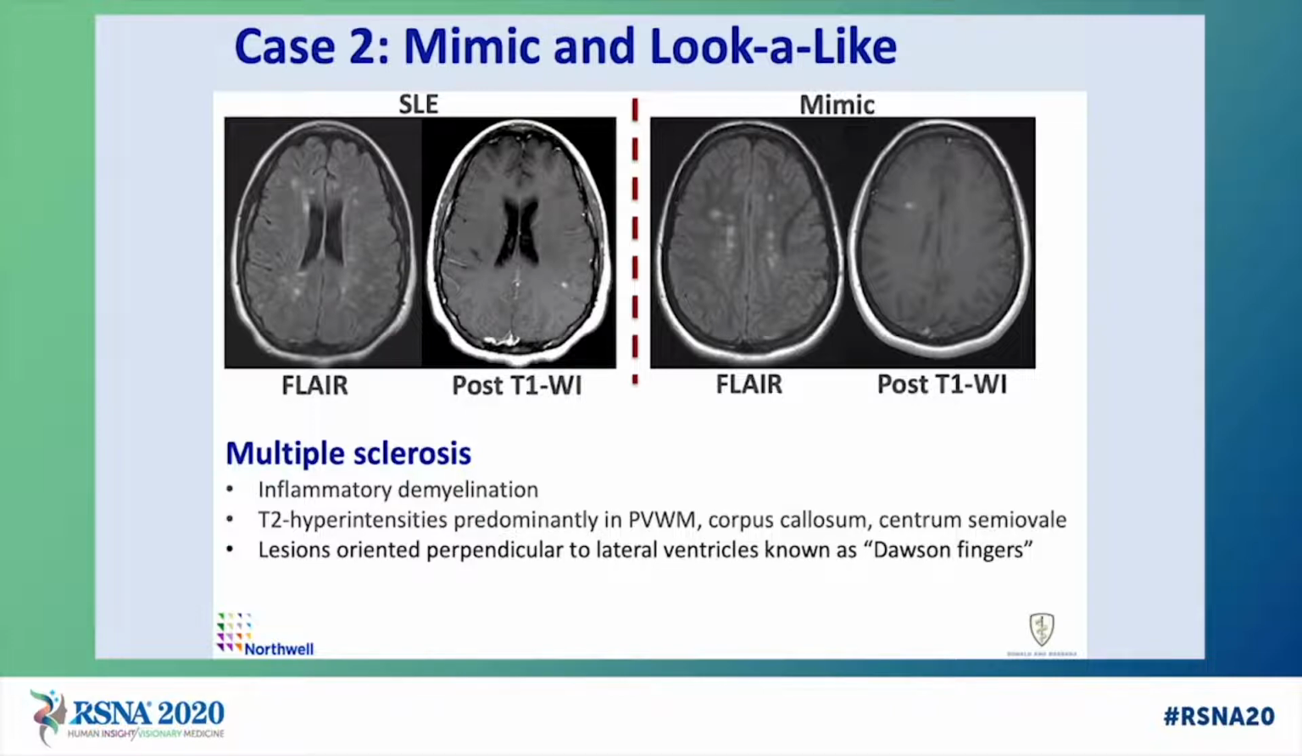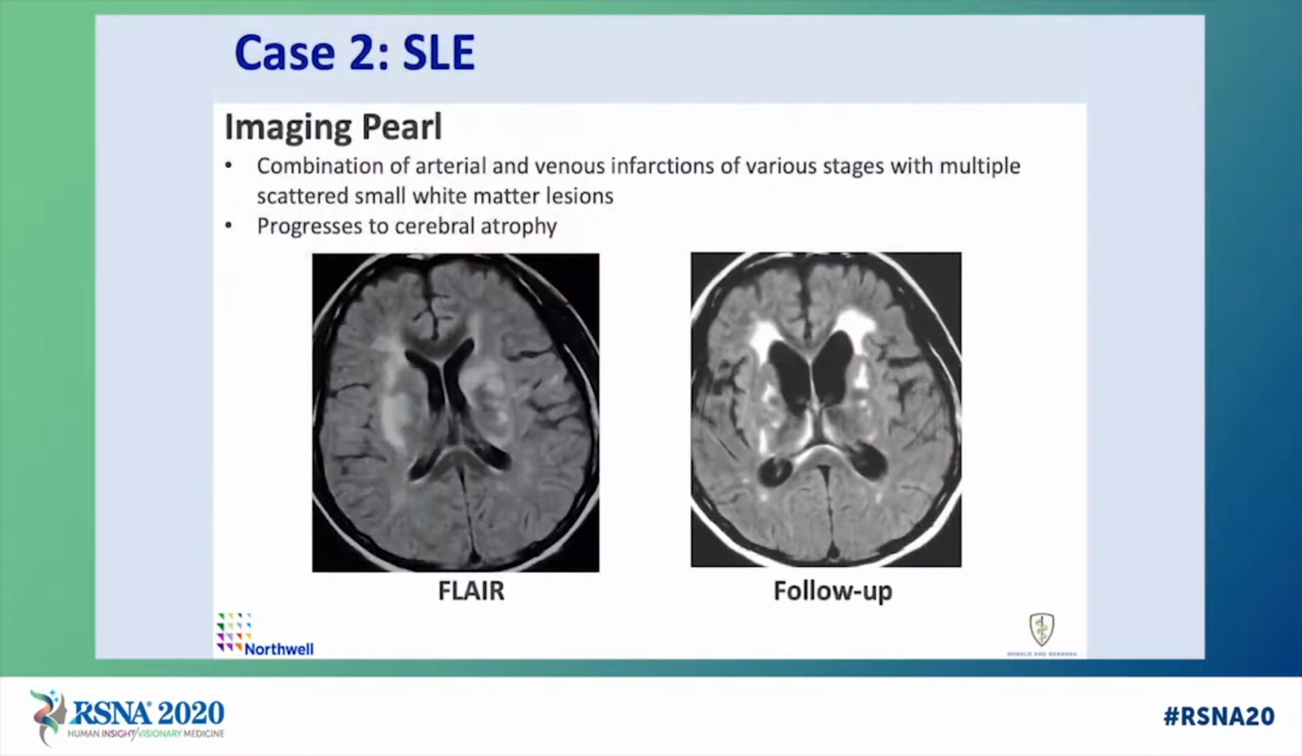known as Dawson's fingers. The imaging pearl in recognizing SLE is the combination of arterial and venous infarctions of various stages with multiple scattered small white matter lesions, particularly in the setting of progressive cerebral atrophy in a young patient. These MRI findings can help differentiate SLE from other similar appearing entities.